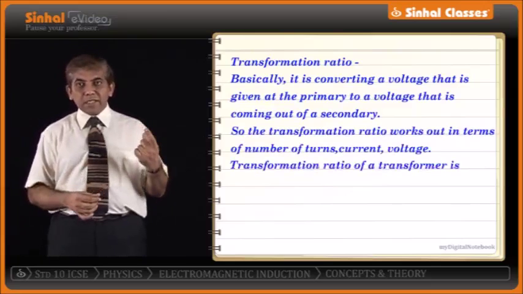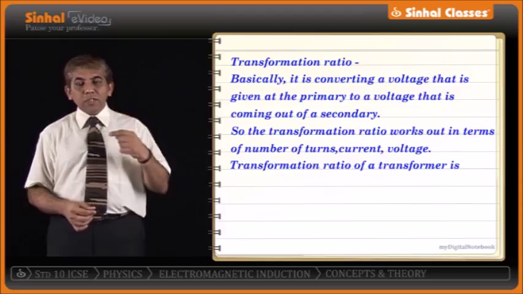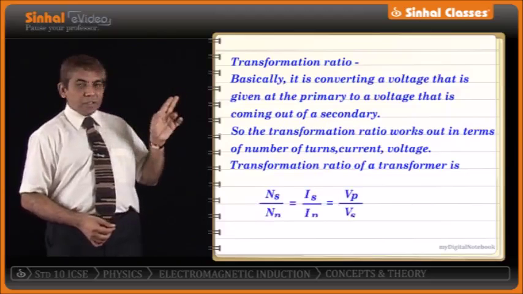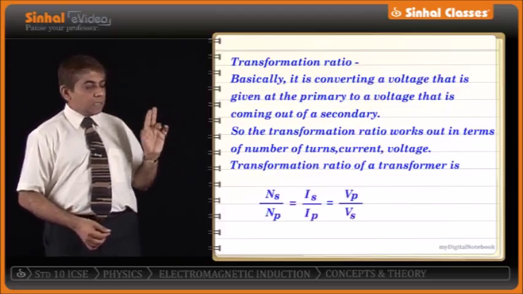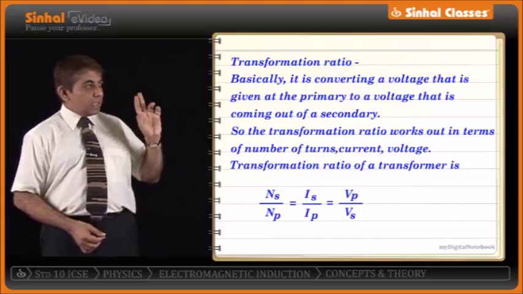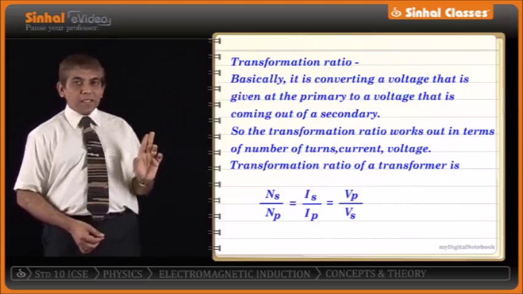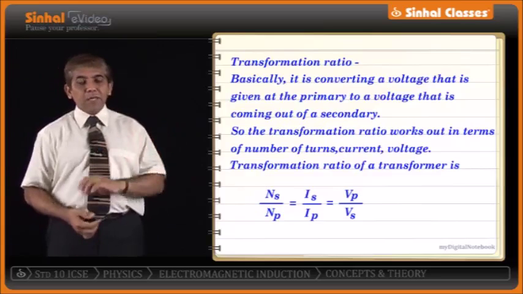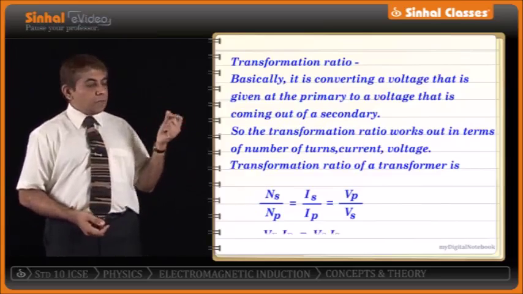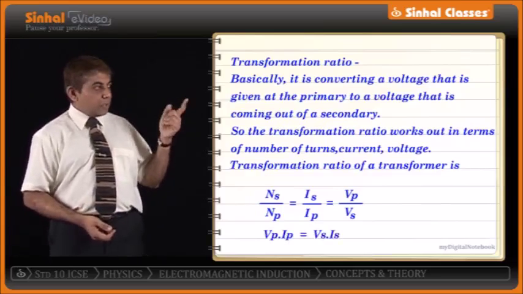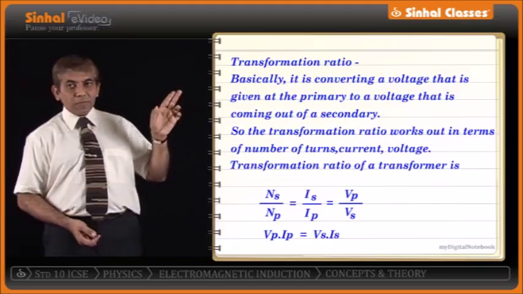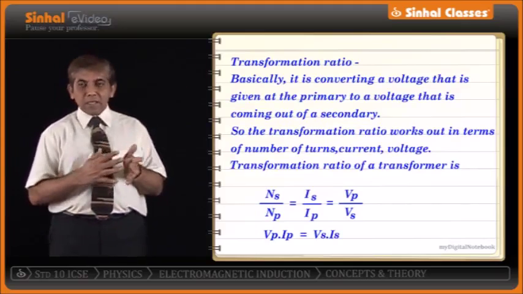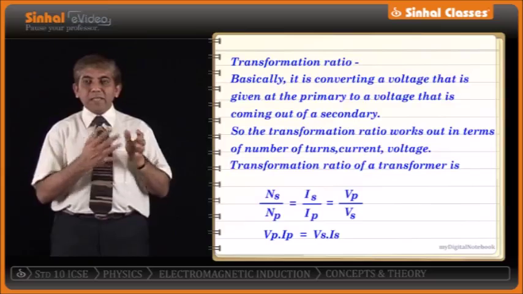So if I have to give the ratio, I say it is number of turns of secondary to the number of turns of primary. Transformation ratio of a transformer is number of turns of the secondary divided by number of turns of primary, equal to current in secondary divided by current in primary, which is also equal to voltage in primary divided by voltage in secondary. Remember, VPIP is equal to VSIS, wherein if I cross multiply, I say that voltage of primary into current of primary is voltage of secondary multiplied by current in secondary. Again, as I said, this is just a ratio that you should know purely to understand what exactly the transformer is doing.